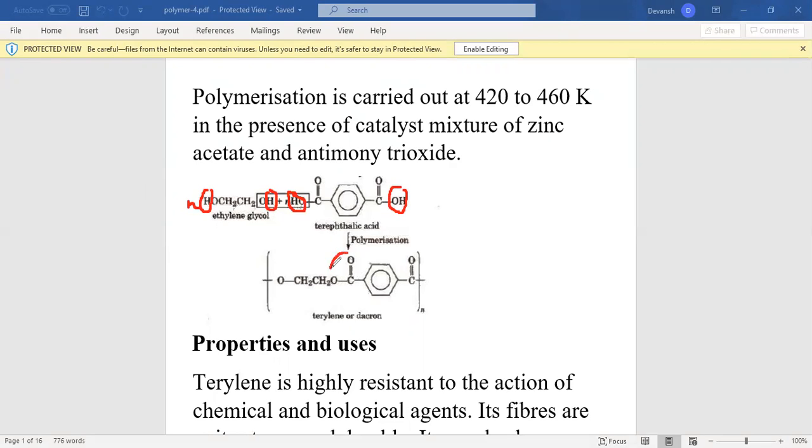Now all of you see, this is the ester linkage. OCO, which comes from here. This is O and this is CO. OCO, then benzene ring, then CO, then it becomes n types. This is called Terylene, and this is very important polymer. And this polymer can be blended with cotton, wool and silk to form terrycot, terry wool and terry silk.